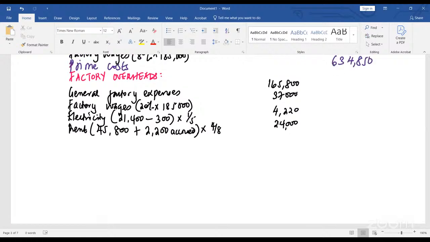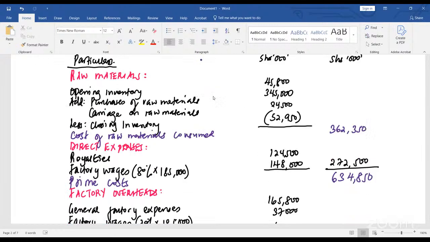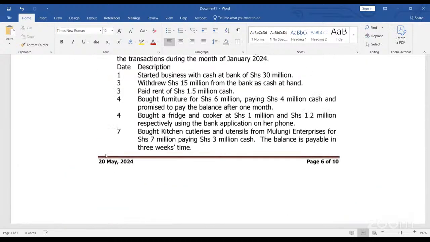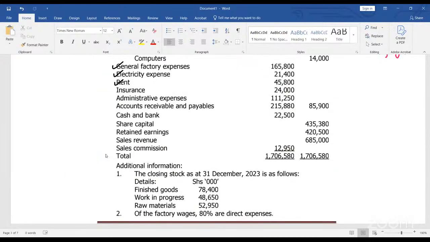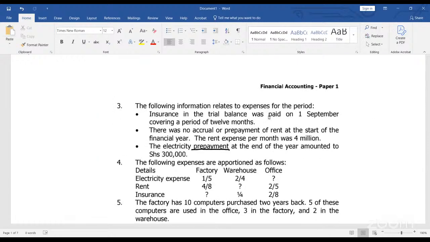24,000. Which other expenses do we have? Electricity, we have that. Rent, we have that. We have insurance as well. When it comes to insurance, how much is our insurance? Insurance is 24,000. But let's look at the additional information.